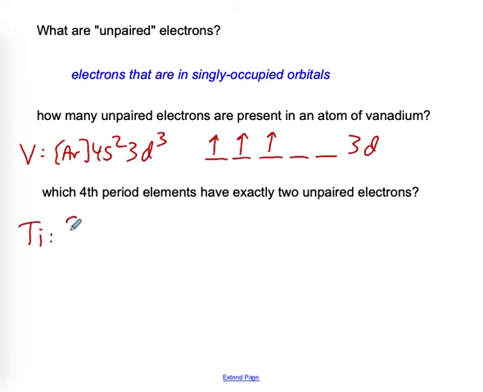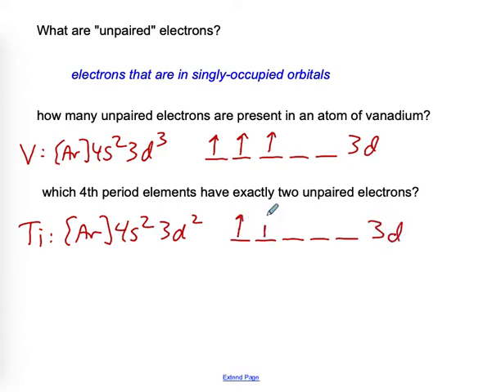2 unpaired electrons. Titanium has the configuration argon, 4s2, 3d2. And if I draw a partial orbital notation diagram to indicate the 3d sublevel, I will see that I have 2 unpaired electrons. Are there any other elements in the 4th period that can also have exactly 2 unpaired electrons? Titanium has 2 because it has 2 singly occupied orbitals and 3 empty orbitals in the 3d sublevel.